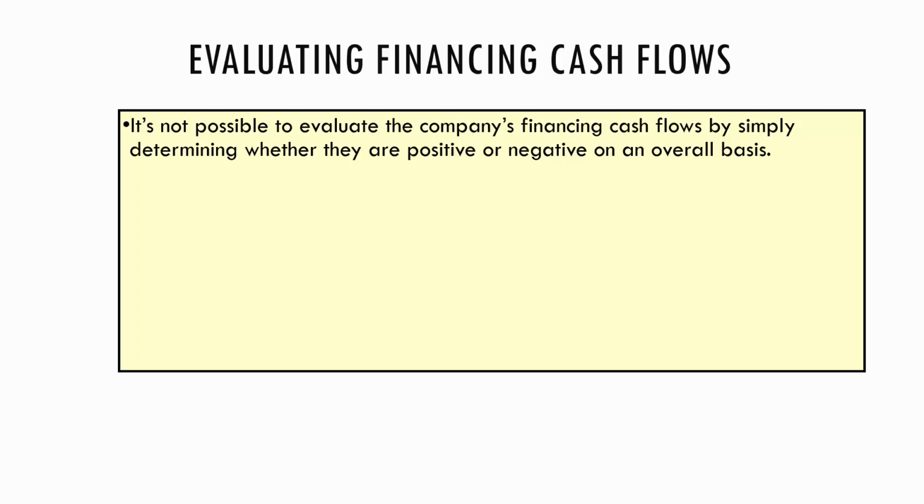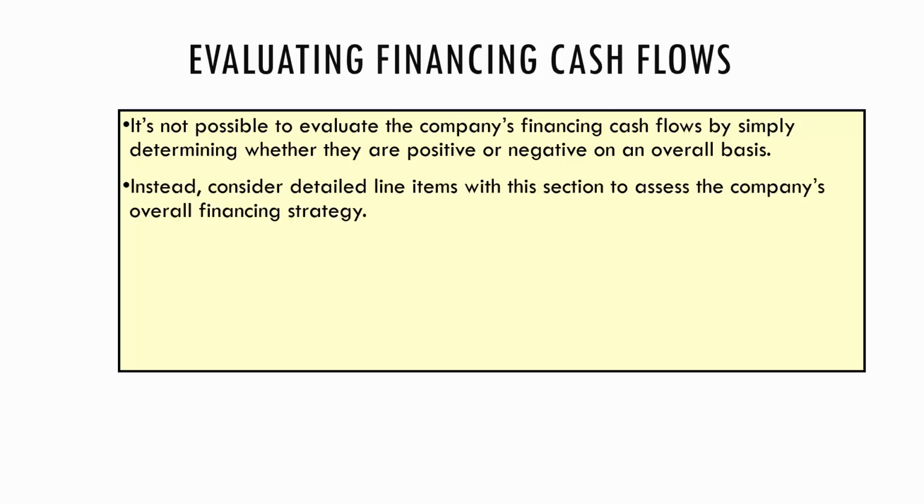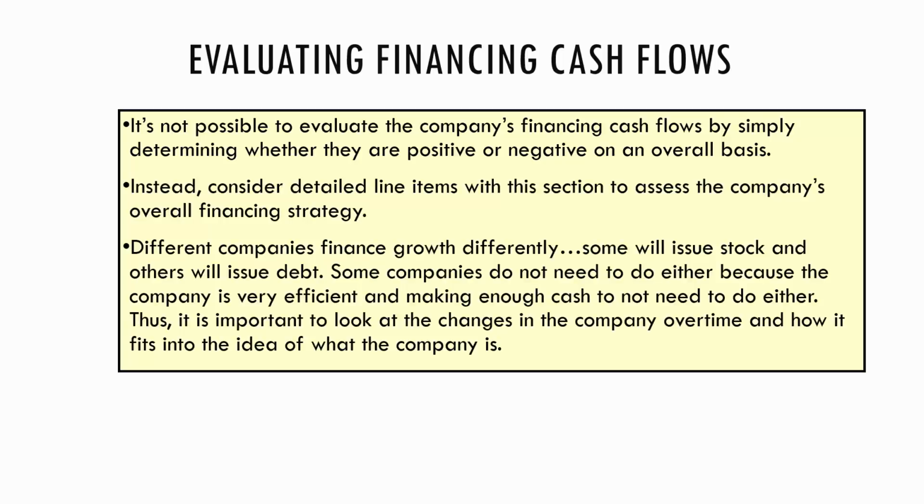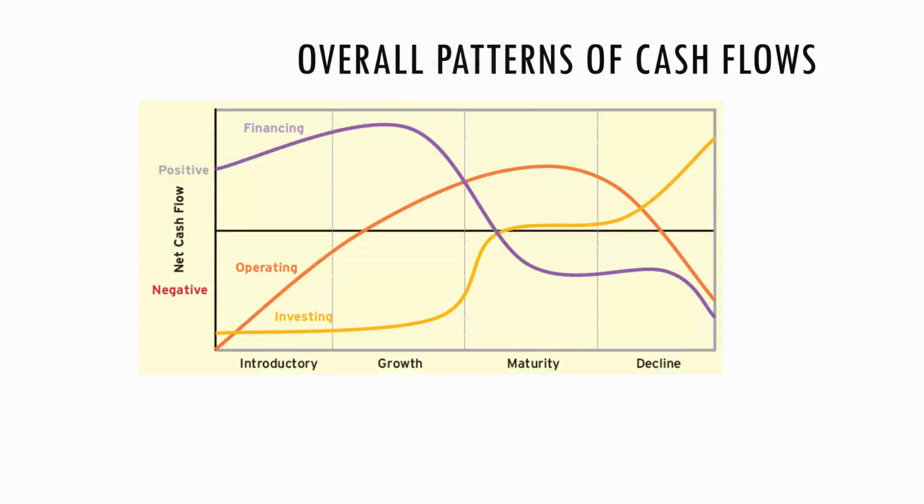So it's not really possible to just look at the financing cash flows to see what's going on. Instead, what you need to do is look at what the company is doing with this financing cash flow. So if they're issuing stock, what are they doing? Is their company growing? You're going to see that in investing. If they're issuing stock because they don't have enough operating cash, this is another issue. It means they're trying to hang on, but their company is really failing.